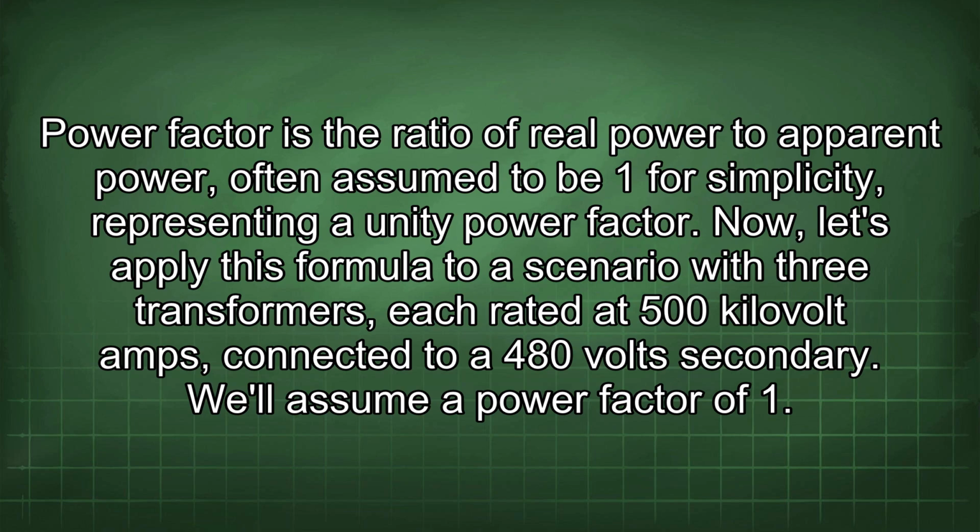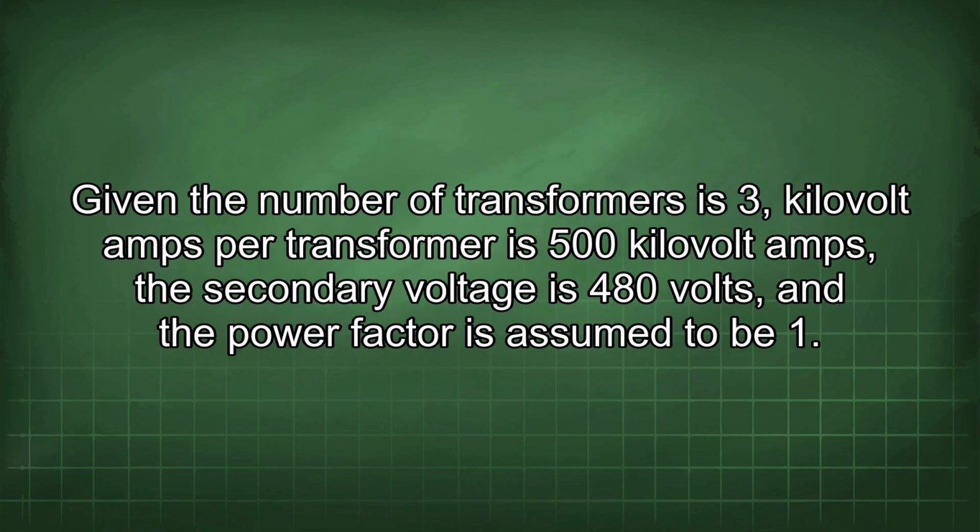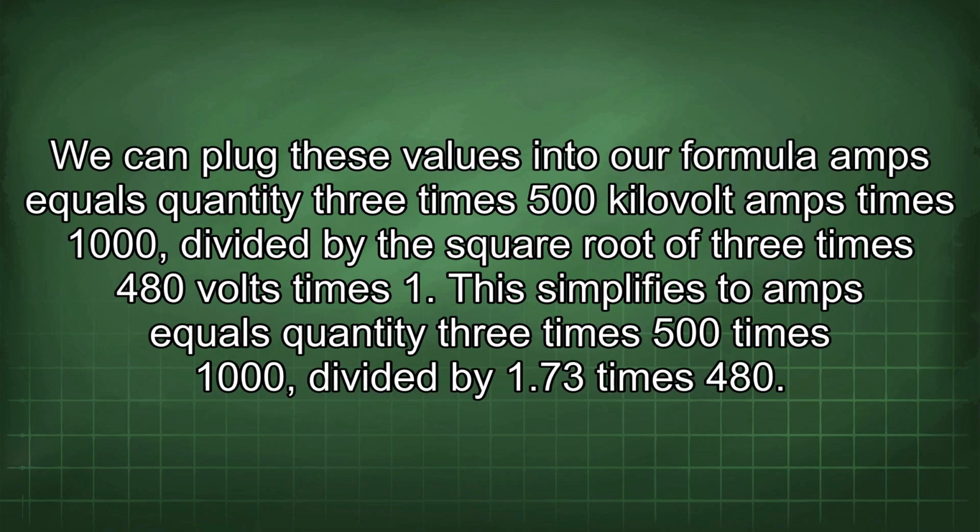Now, let's apply this formula to a scenario with 3 transformers, each rated at 500 kilovolt amps, connected to a 480 volts secondary. We'll assume a power factor of 1. Given the number of transformers is 3, kilovolt amps per transformer is 500 kilovolt amps, the secondary voltage is 480 volts, and the power factor is assumed to be 1. We can plug these values into our formula.